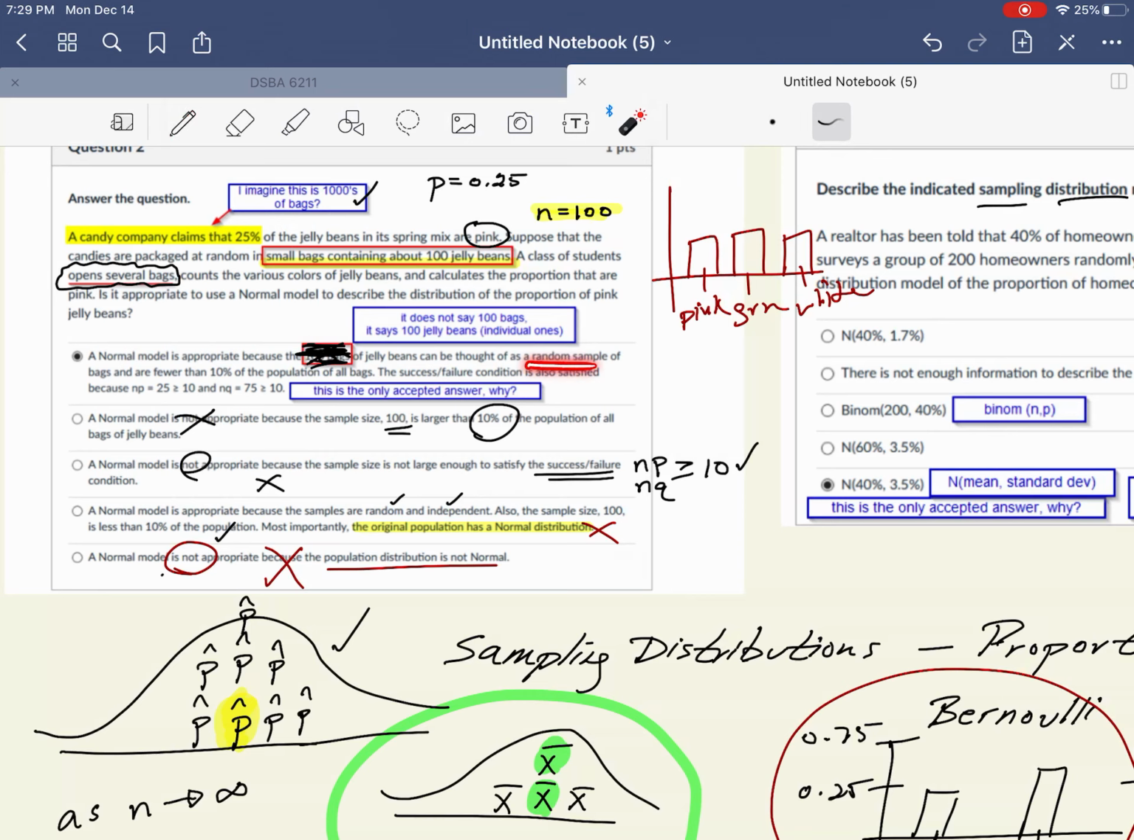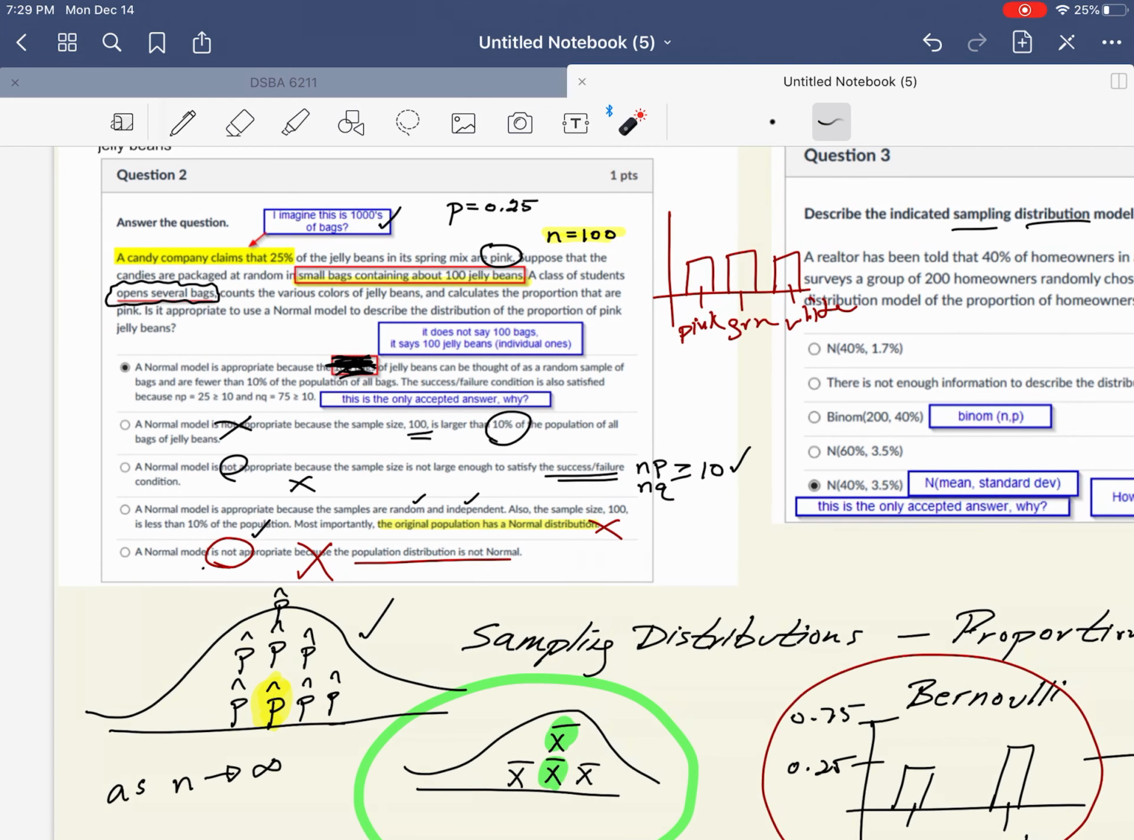It's a random sample. Beautiful, right? Fewer than 10% of the population. I agree. Yes. Look, I'm greater than or equal to 10 in my balance. So that tells me that it should actually have that nice bell shape.